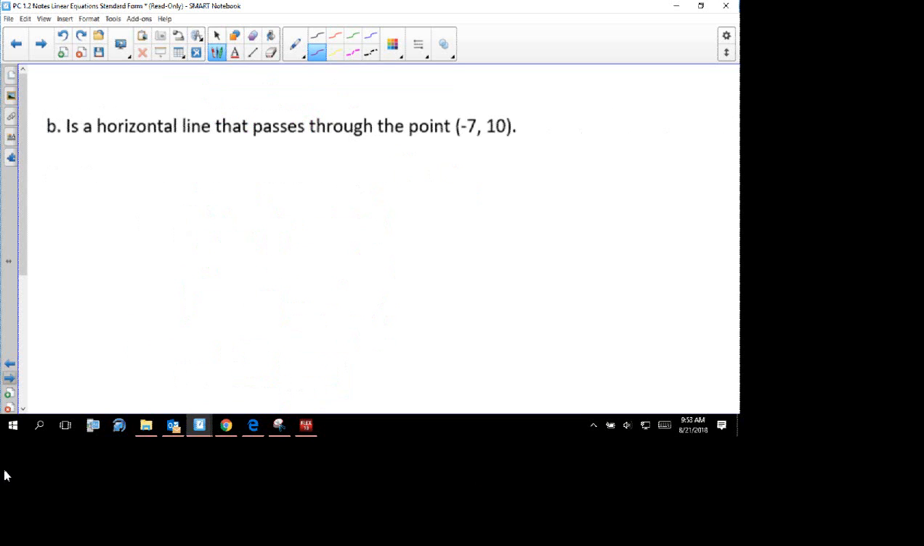I'm going to stop talking. I want to see how you guys would kind of problem solve this on your own before the teacher just tells you how I would do it. So look at that. It's a horizontal line that passes through the point -7, 10. We can write it in standard form. You start trying to problem solve that on your own.